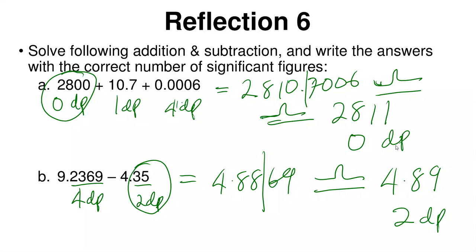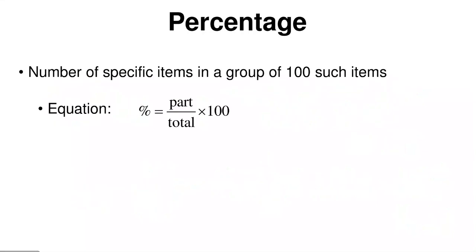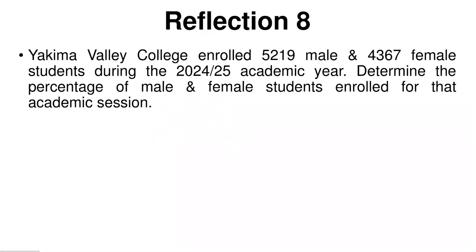So to finish this lecture, we're going to be talking about something that will be needed just as a reminder: how to make percentages. So percentage simply means expressing a number in 100 parts or group of 100 of such items. So here the equation usually is that you take the part, you divide it by the whole total and multiply it by 100. So I'm going to use the example of my college here.